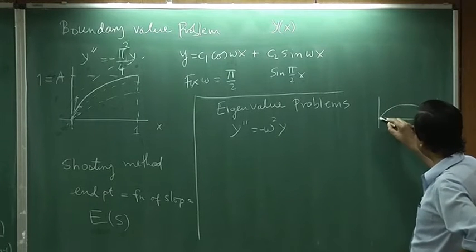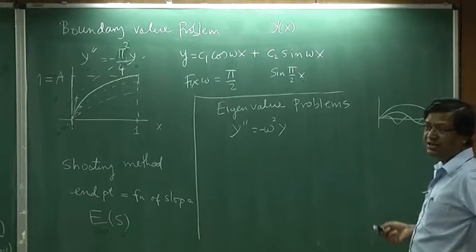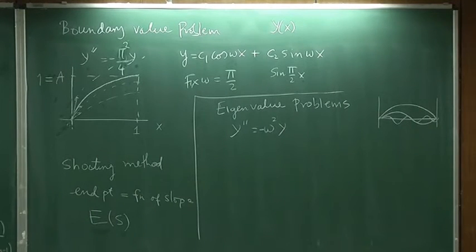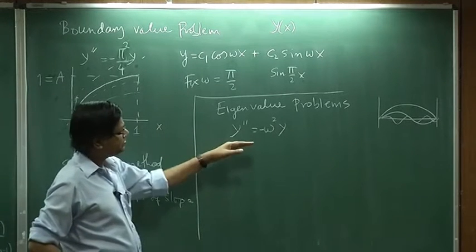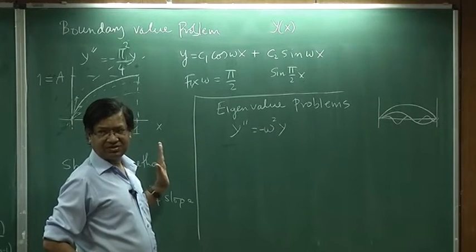Now of course there are many of them. There are many of them, but omega is discretized. Not all omegas are allowed, and this is an eigenvalue problem, right? And so how do I solve this problem? In fact, I apply exactly the same procedure.